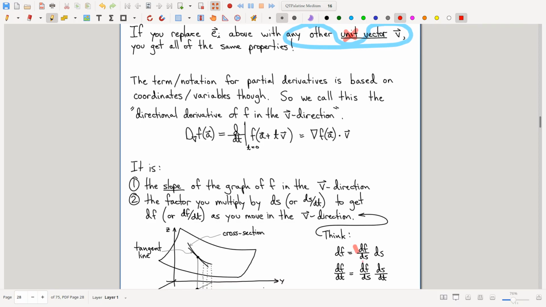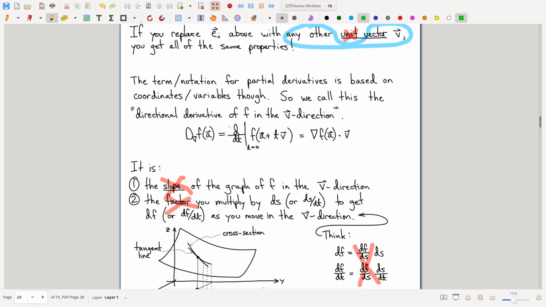You can no longer interpret it as dF/ds. You can no longer interpret it as a multiplicative factor. You can no longer interpret it as a slope of the graph. Kind of seems like there's nothing left, right? But in fact, there is. There's something really, really useful still left here.